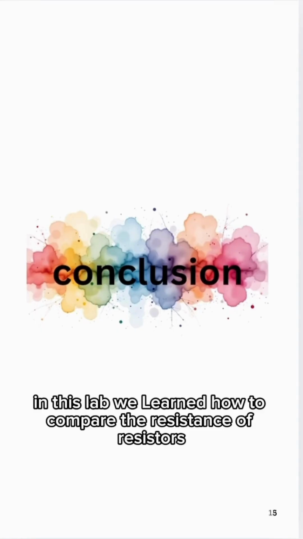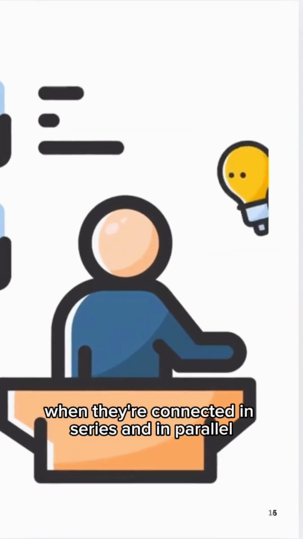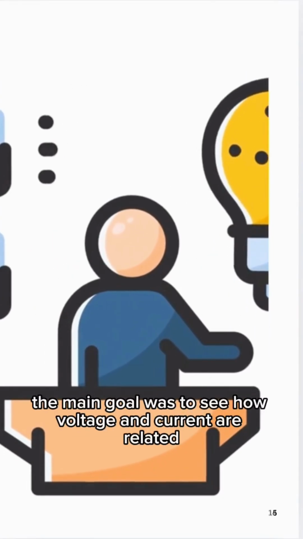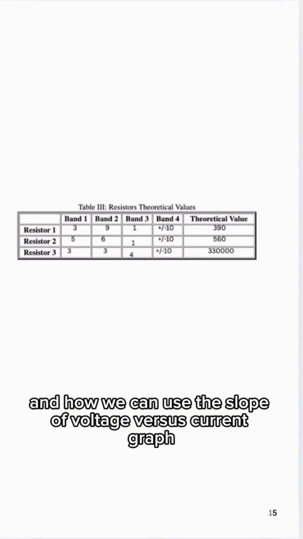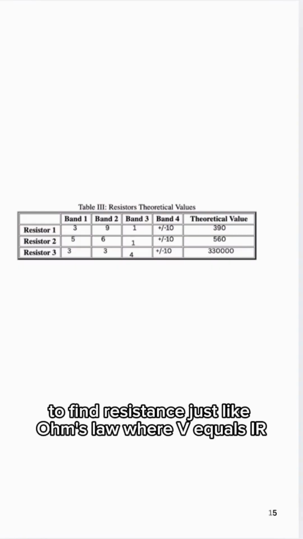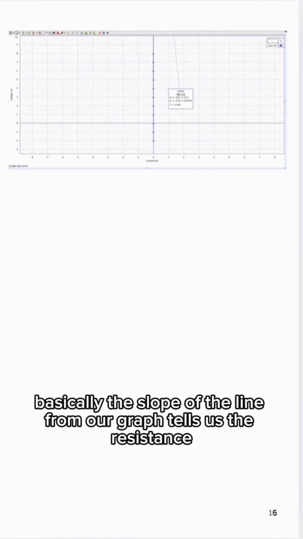In this lab, we learned how to compare the resistance of resistors when they're connected in series and in parallel. The main goal was to see how voltage and current are related and how we can use the slope of a voltage versus current graph to find resistance, just like Ohm's law where V equals IR. Basically, the slope of the line from our graph tells us the resistance.